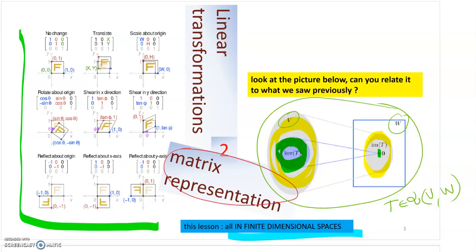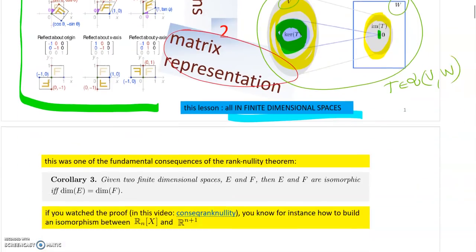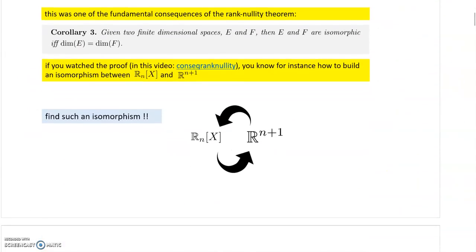Okay, so let's see what comes next. One of the fundamental consequences of the rank nullity theorem was this corollary, this one here. We've got two finite dimensional spaces, E and F, and we said that they are isomorphic if you can find an isomorphism that goes from one to the other. And of course back, because the idea of isomorphism is that it's invertible.